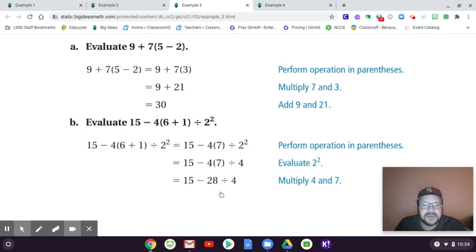So now we have 15 minus 28 divided by 4. So do we subtract or divide first? We do divide first, yes, because division comes before subtraction. So 28 divided by 4 is 7. Again, the 15 is still first, so it's 15 minus 7. So our final answer is 8.